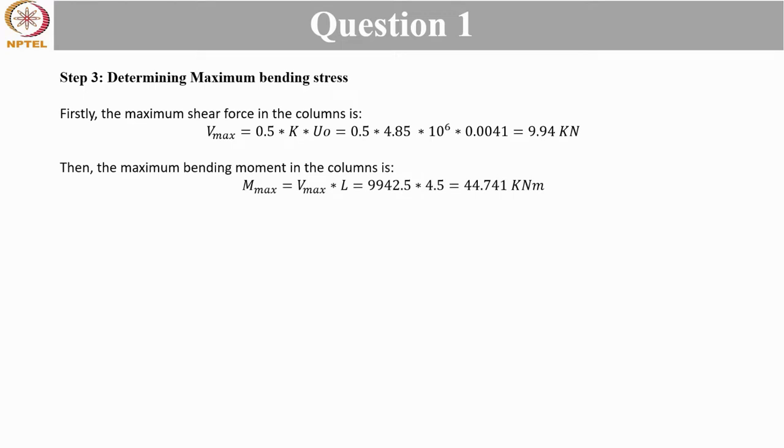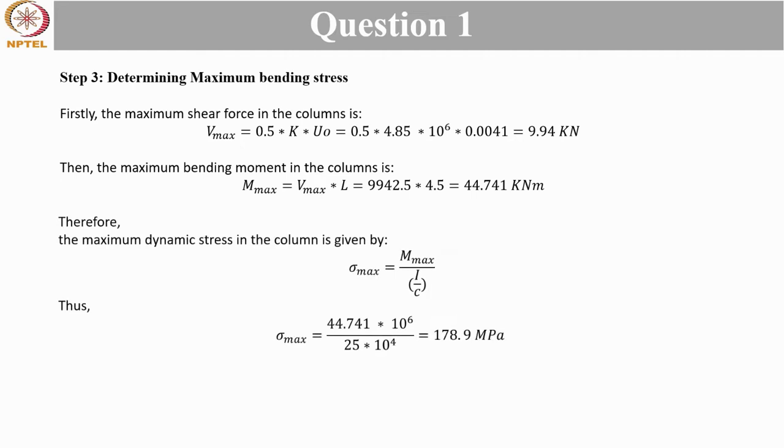Then the maximum bending moment in the columns is given by M max is equal to Vmax into L. Vmax we calculated, and the length of the column we know is 4.5 meter. So it will come out to be 44.741 kilonewton meter. And knowing the maximum bending moment, the maximum dynamic stress is given by maximum bending moment upon section modulus. We know the section modulus and the maximum bending moment. Do the unit conversion properly to get them in the same units, and you will get a value of 178.9 megapascal. So this is how we solve this question.